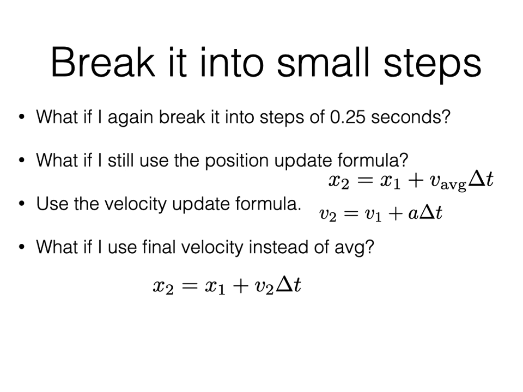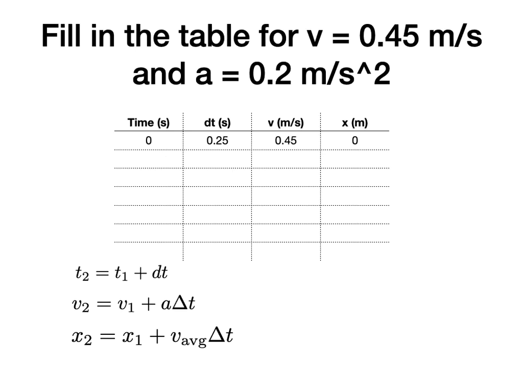And here is how we're going to do that. So here's the same table that I had before, except I've added a column for v right there. And we're going to calculate manually by hand and fill in the rest of this table. So we're going to calculate the time. We're starting with 0. We're starting with the velocity of 0.45. We're starting with position 0. And then I'm going to calculate the next time by taking this time plus dt. All the dt's are 0.25.